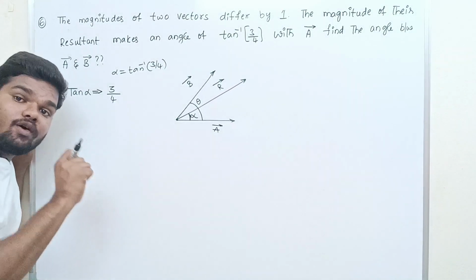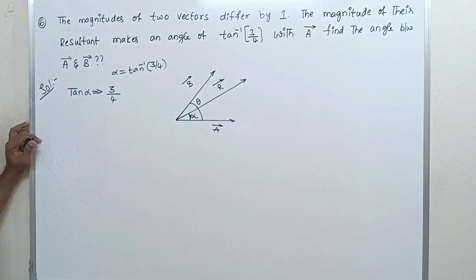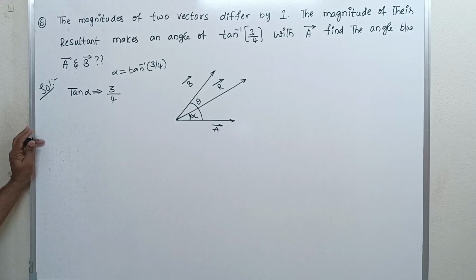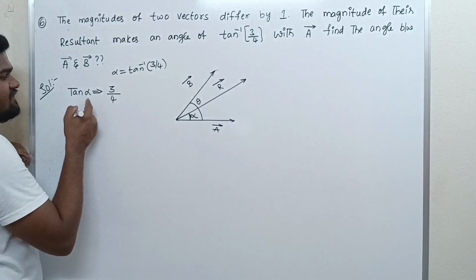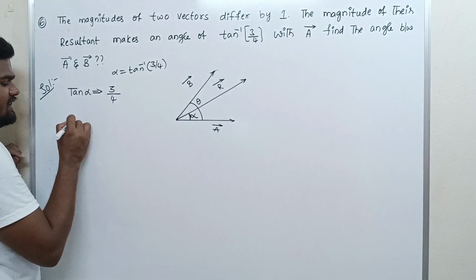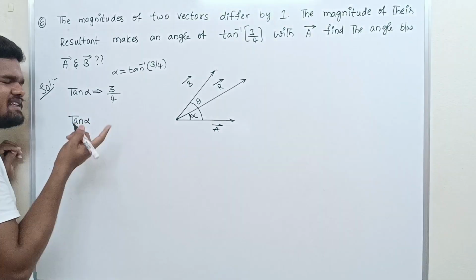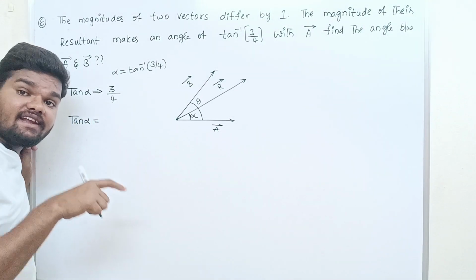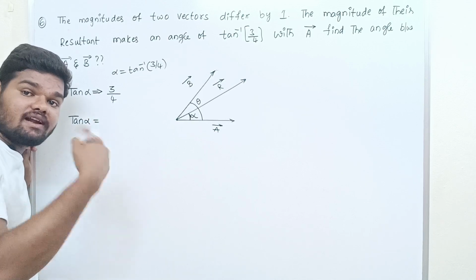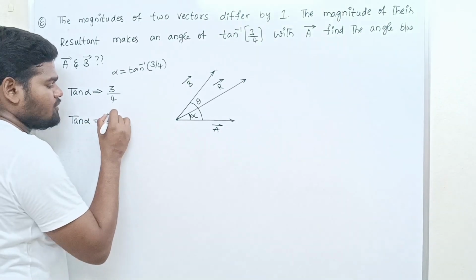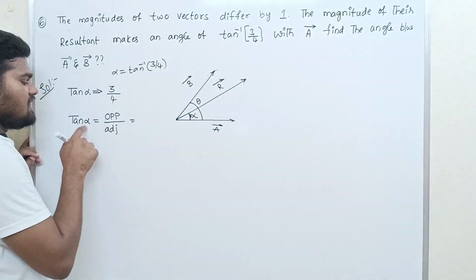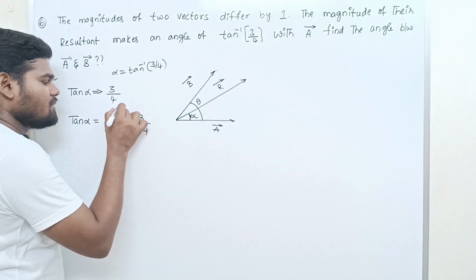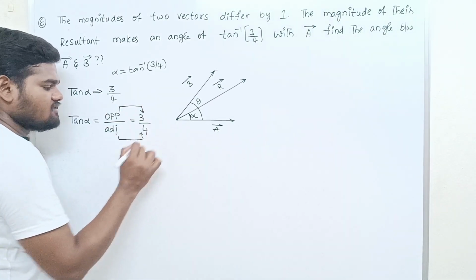Right. Pause the video and try the solution. 3, 2, 1, go. Have a look, I'm going to do the solution. So tan alpha is equals to 3 by 4. Theta is nothing but alpha here. In general, what is tan theta? According to trigonometric formulas, tan theta is opposite side by adjacent side. So the value of tan alpha is 3 by 4. That means opposite side is equals to 3 and adjacent side is equals to 4.